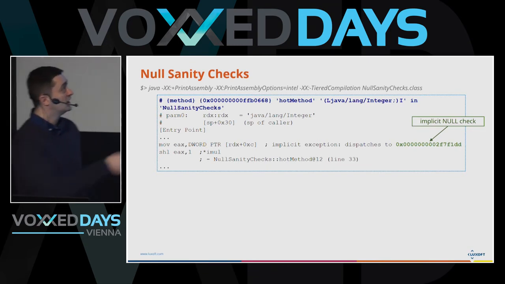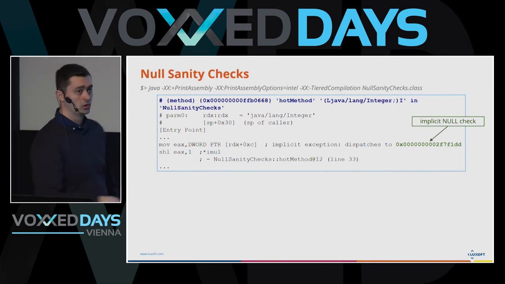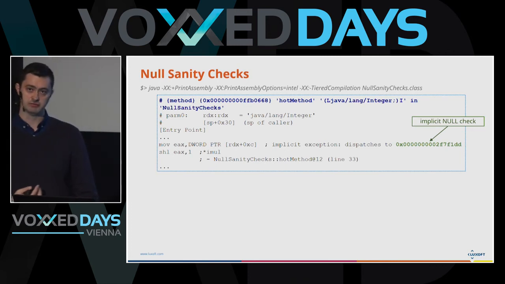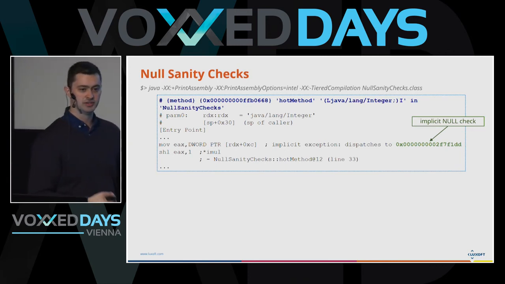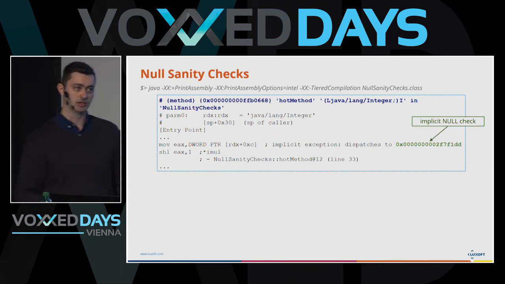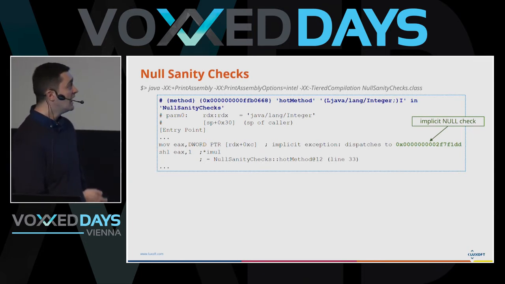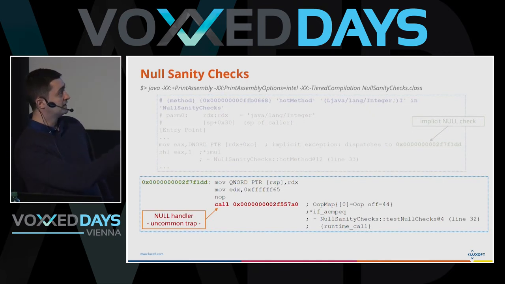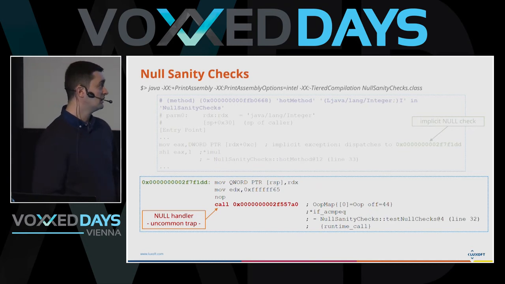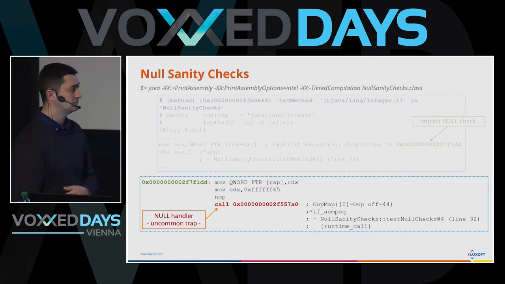Why? Because as we can see here, there is an implicit dispatch to this address in case there is something wrong. What could be wrong? It's mainly a segmentation fault. Imagine C or C++: what happens when you call something which is null? You get a segmentation fault. It's implicitly handled by the hardware, and in this case, once the segmentation fault happens, we have a null handler for our uncommon trap, and again it bails back into the interpreter and starts from there.